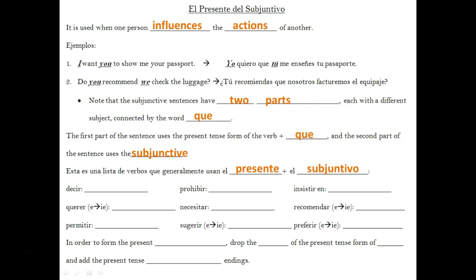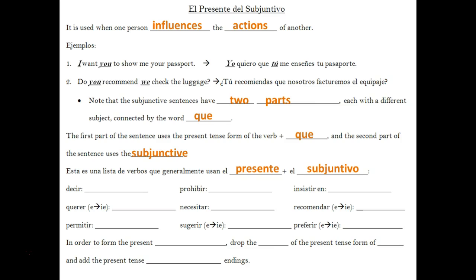The first part of the sentence uses the present tense form of the verb, just like above in example 1, with yo quiero and tú recomiendas, plus que, and the second part of the sentence uses the subjunctive: enseñes and facturemos.